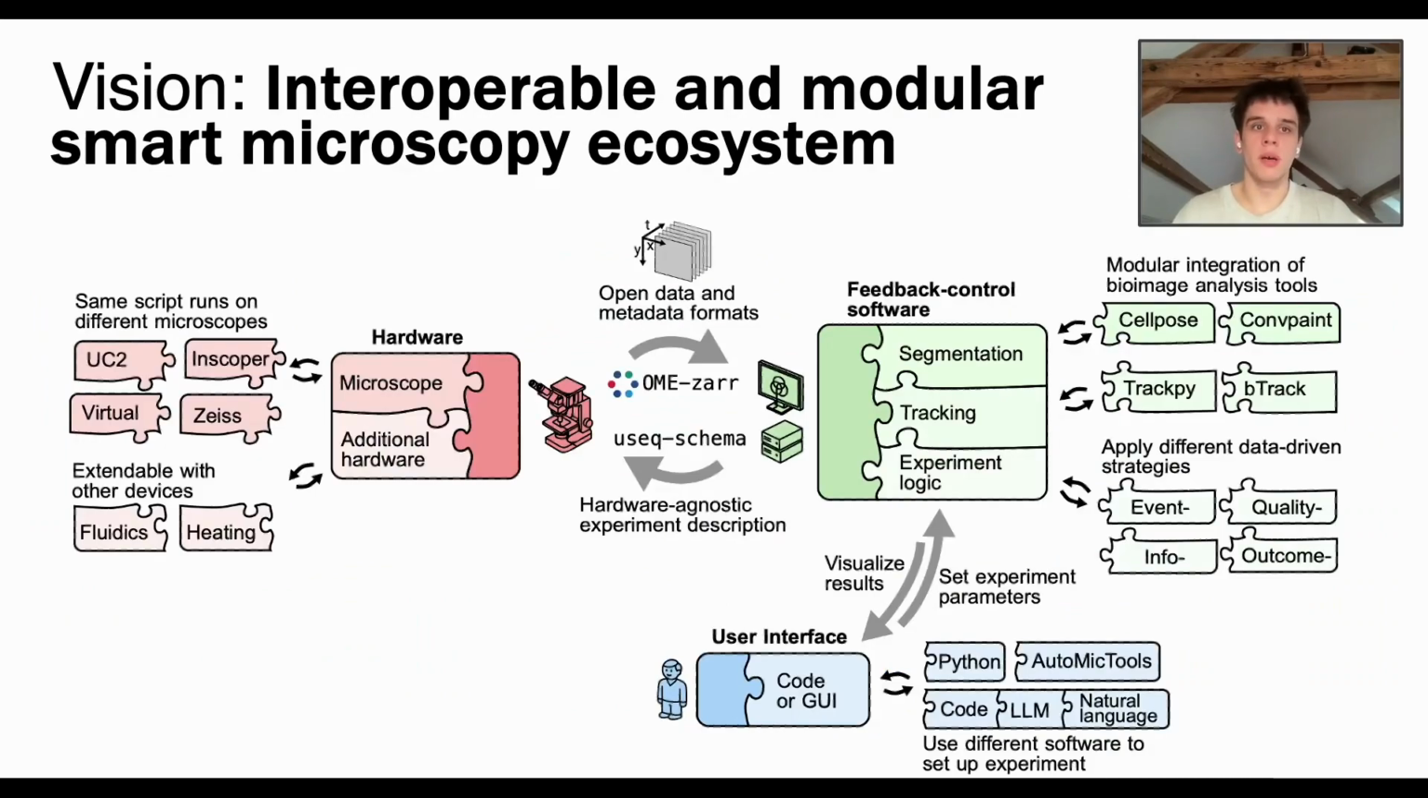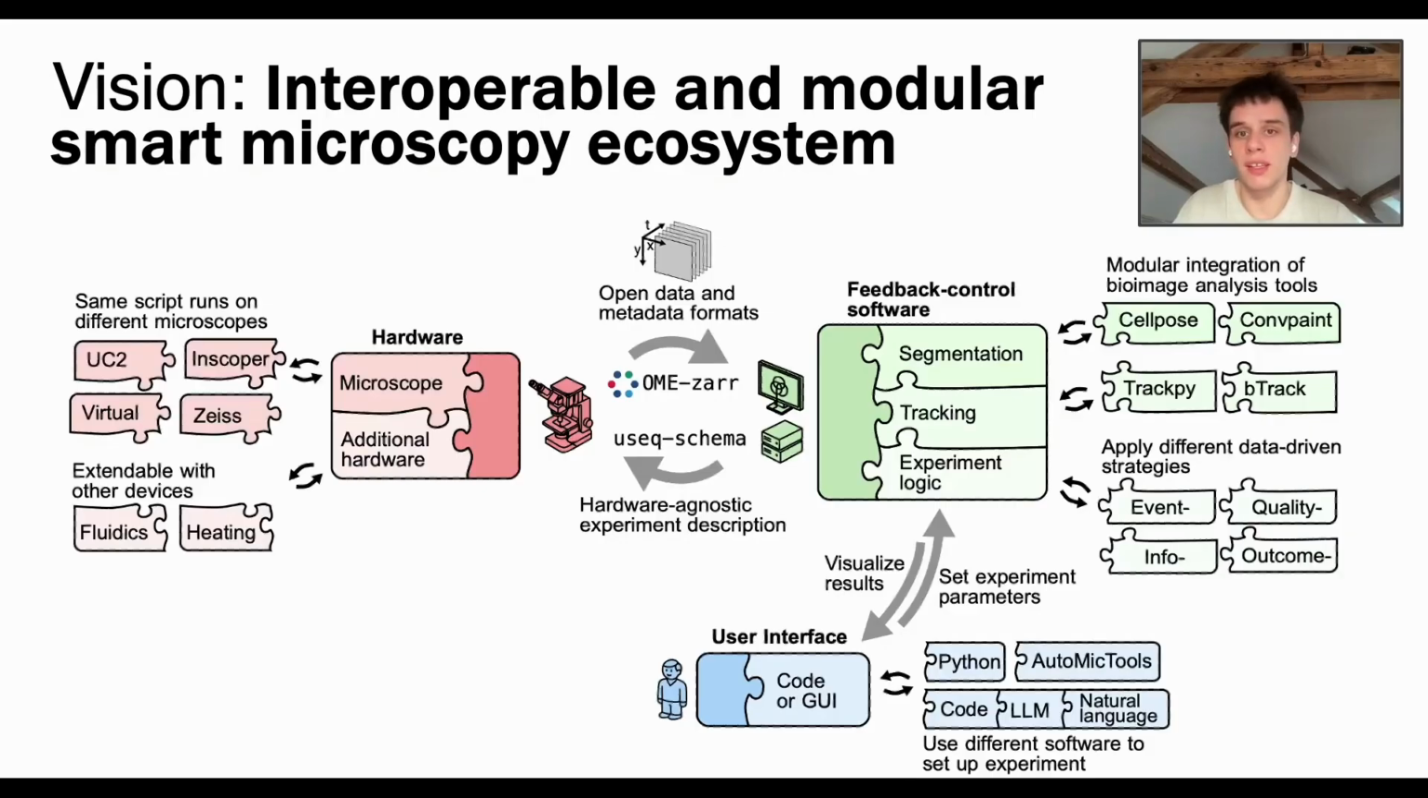More generally, we come up with this interoperable ecosystem where we have open data formats, so the useq schema from the feedback control software to the microscope hardware. And the other way around, we pass back OME-Zarr images, so open data and metadata formats in both directions. Then you will be able to plug and play different microscope hardware, but also additional microscope components. And on the software side, it would also be really nice if it's modular, so you can plug in different segmentation tools, different tracking tools, or different applications for your smart microscopy workflow.